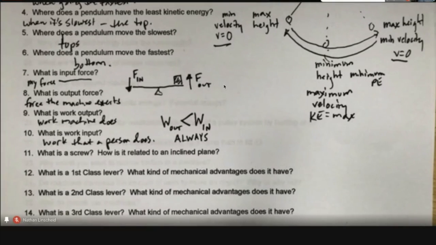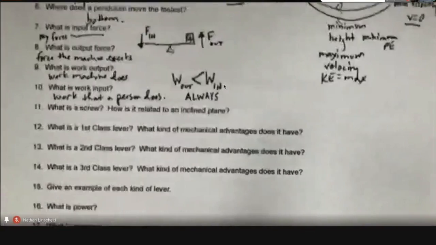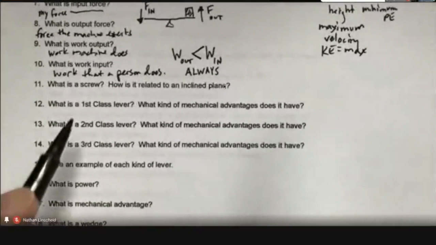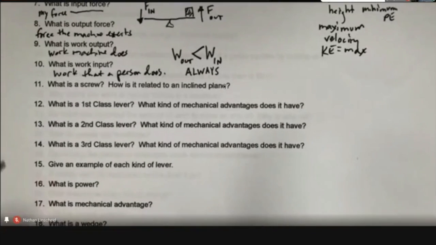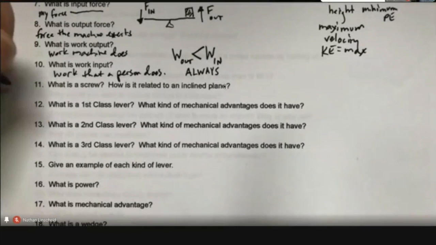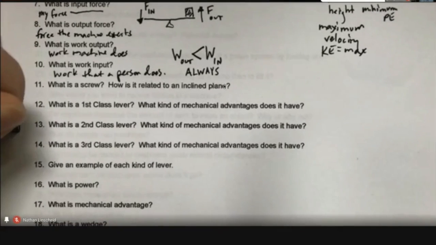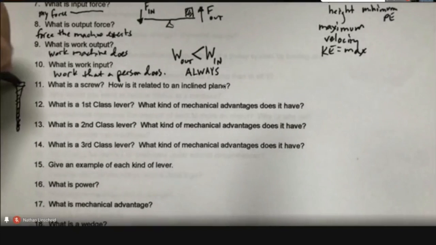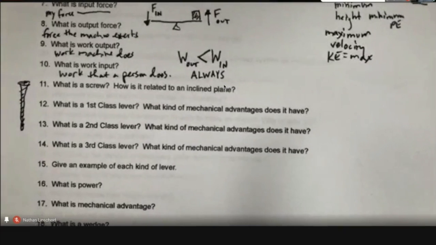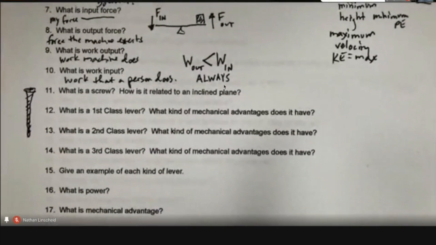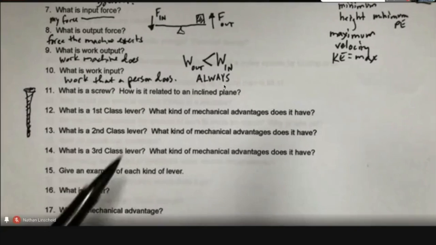All right, number 11. What is a screw? How is it related to an inclined plane? A screw is a simple machine. I think you've probably seen a screw before. It looks something like this, and you use it to attach things together. Basically, the question is, how is it related to an inclined plane? And basically a screw is an inclined plane that's wrapped around a nail.